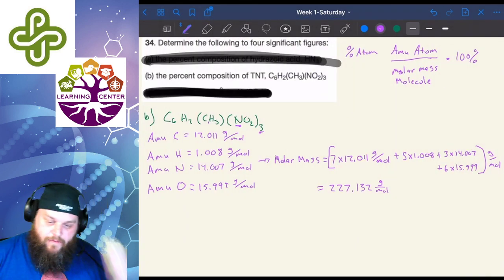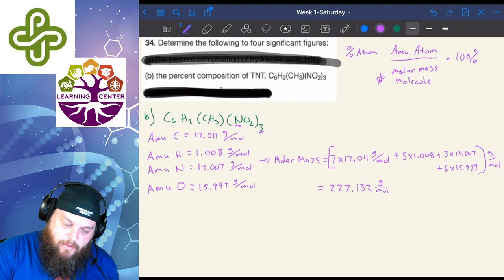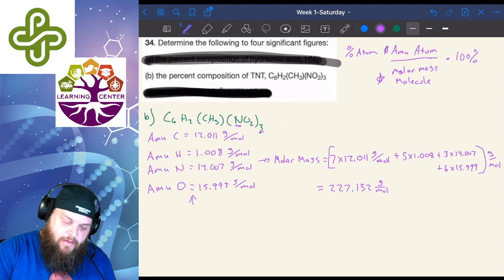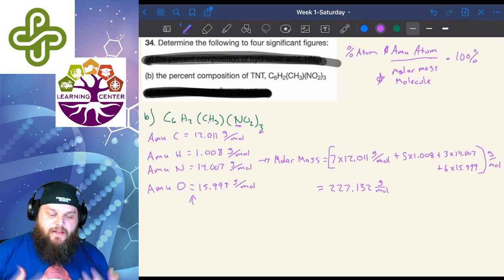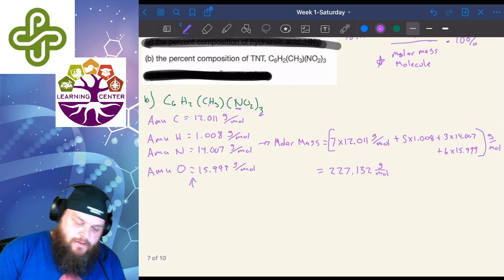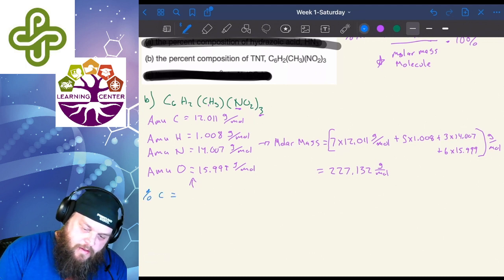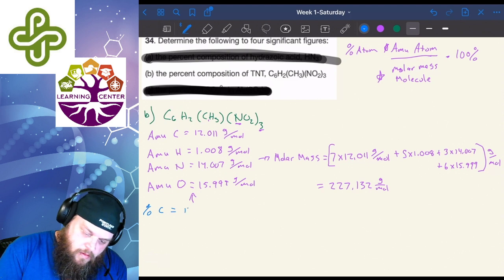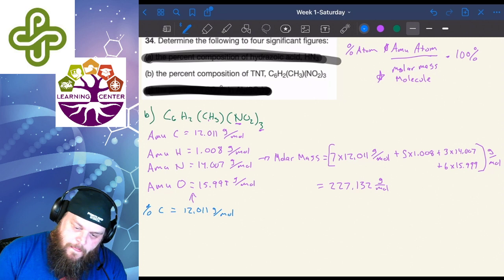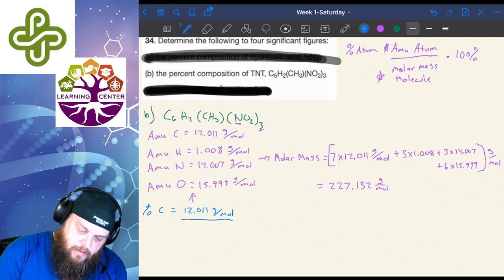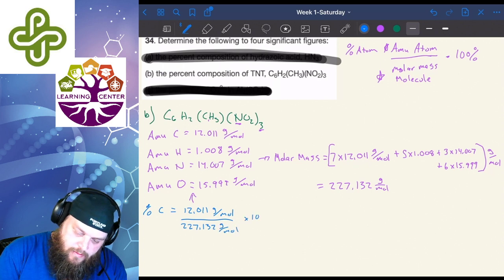So now that we have the molecular mass of the molecule, which is what we were just finding there, and we have the AMU of each atom listed over here on the left, we can determine the percentage of each atom. Starting out, the percent of carbon is going to be equal to 12.011 grams per mole divided by 227.132 grams per mole times 100%.